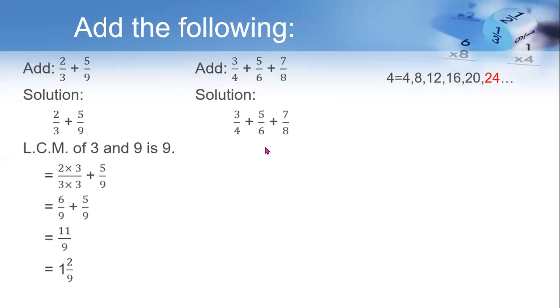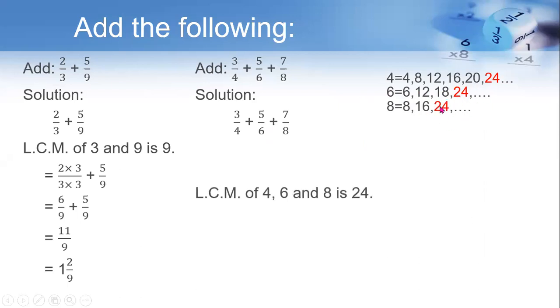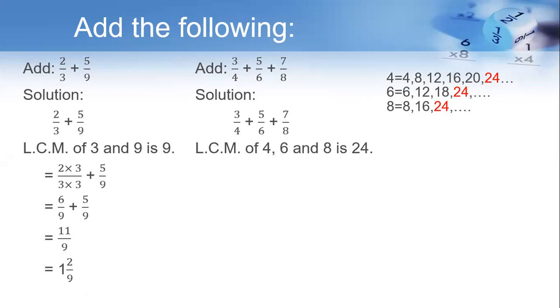Look here, once write the table of 4, table of 6. What is the table of 6? 6 1s are 6, 6 2s are 12, 6 3s are 18, 6 4s are 24. Table of 8. So what is common in all three? That will be the LCM. Then let's make all the denominators the same. Make the same denominator, then only add them. Marcus, anything? May I tell the answer? Yeah. 53 by 24.